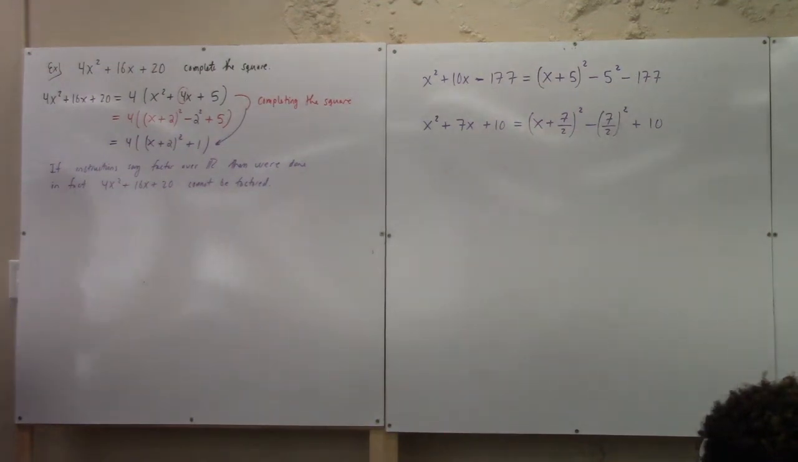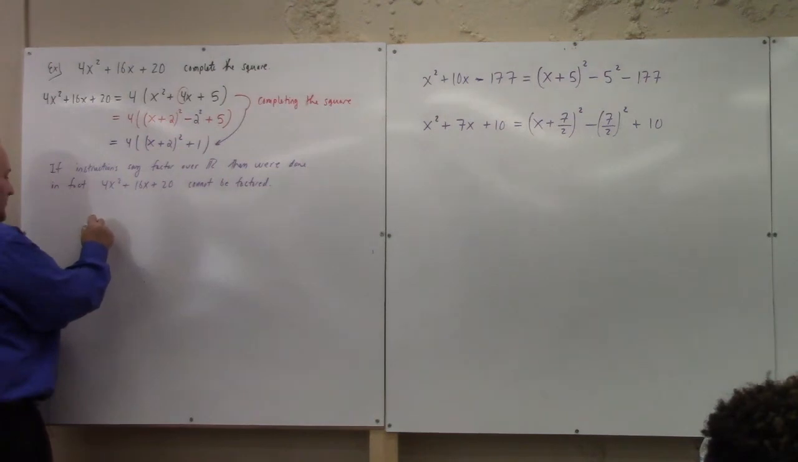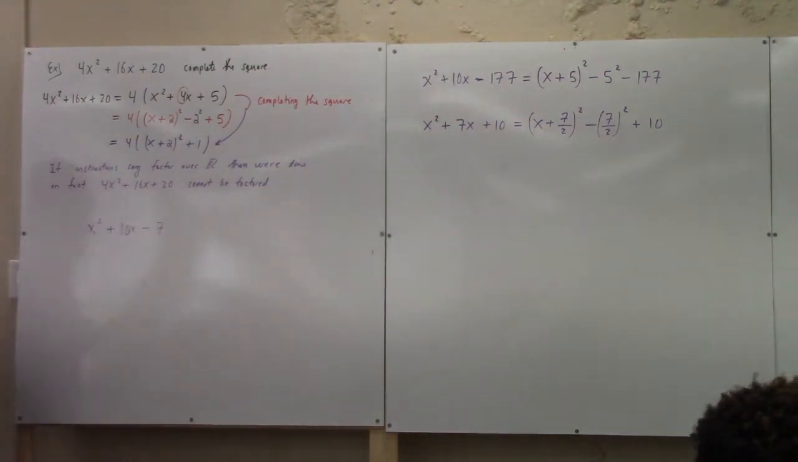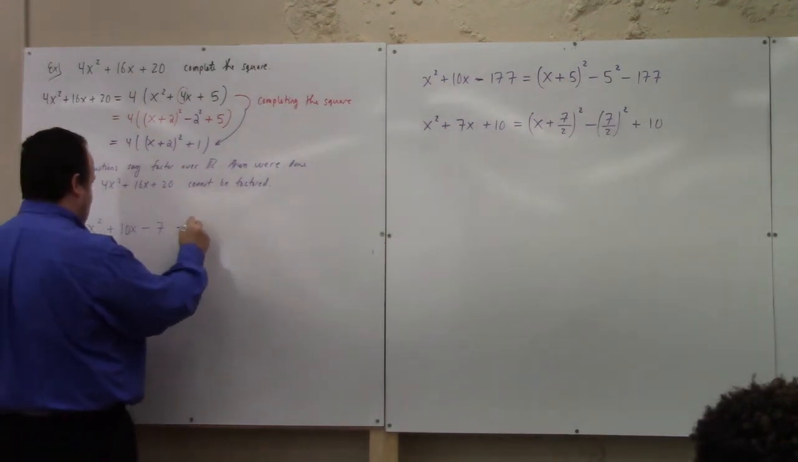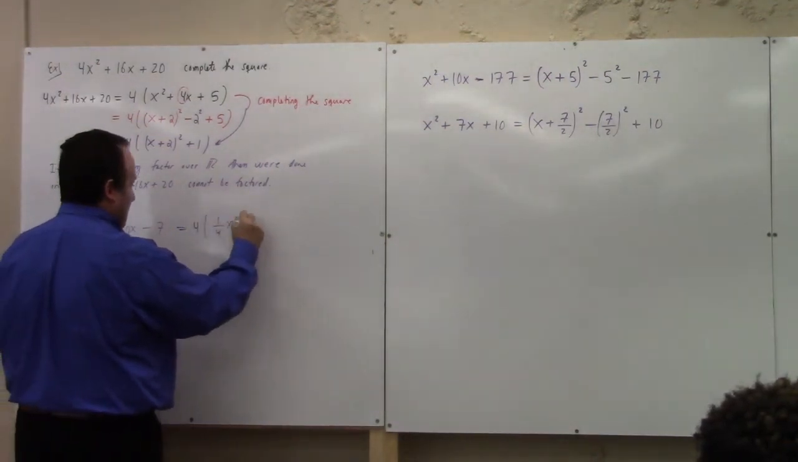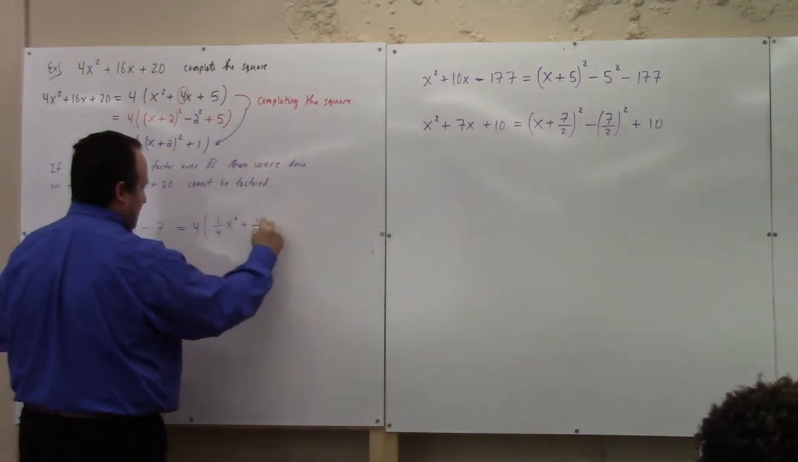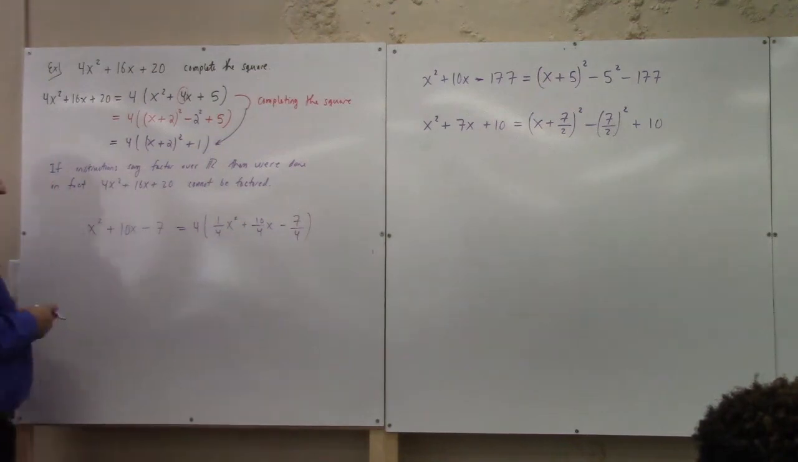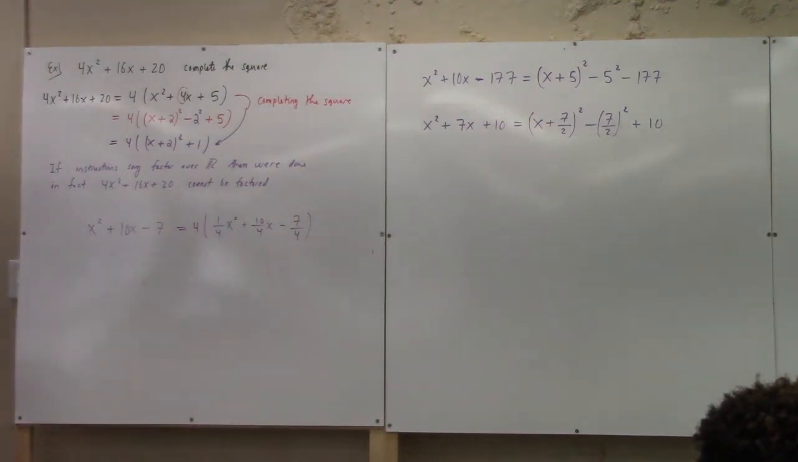Give me one. 4. I can pull a 4 out of x squared plus 10x minus 7. Check it out, it's not complicated. 4 times 1/4 x squared plus 10/4 x minus 7/4. See, you always have this freedom.